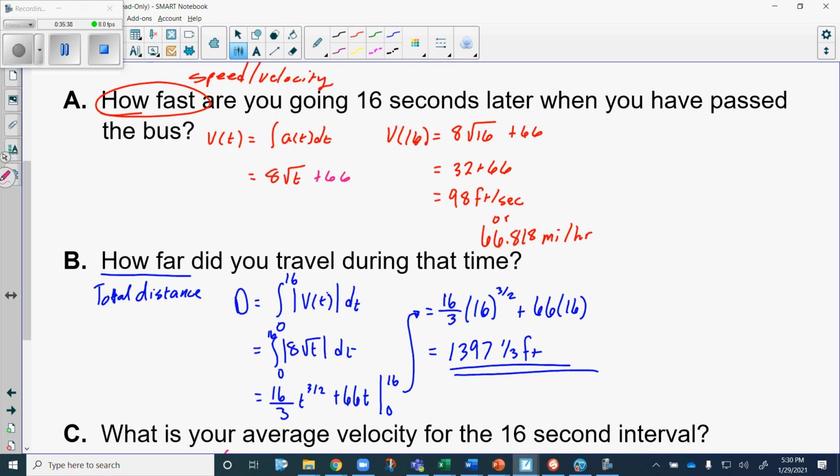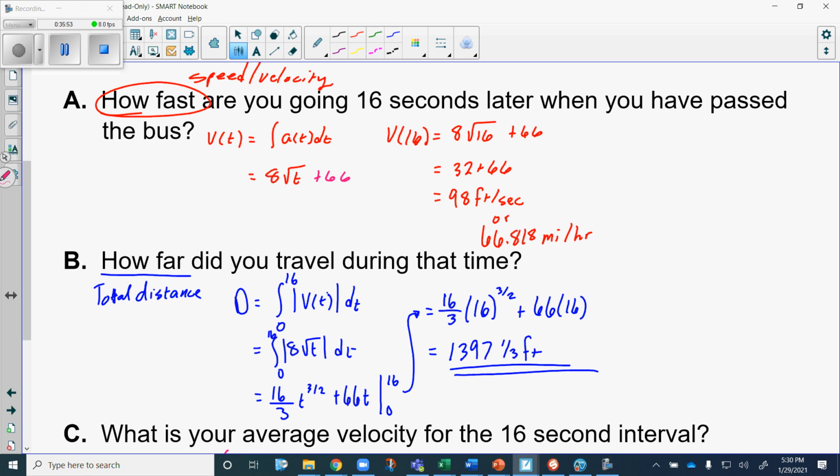Anyway, how far? How far is talking about a total distance. So how far did you travel over that interval from 0 to 16 seconds? In this case, the total distance is going to be looking at the absolute value of the velocity function.